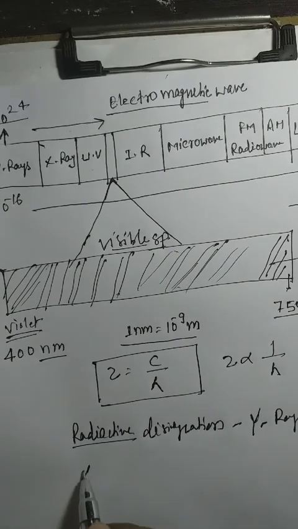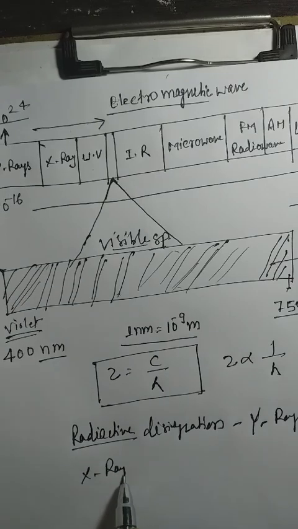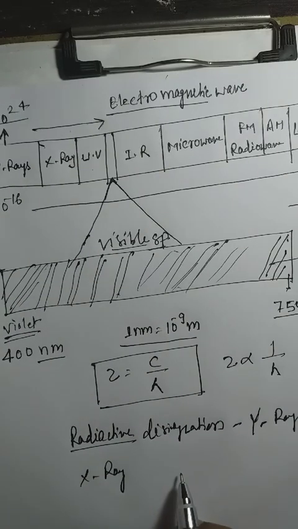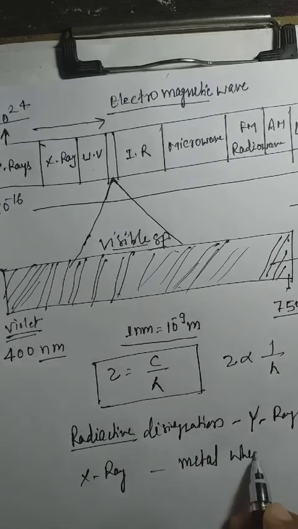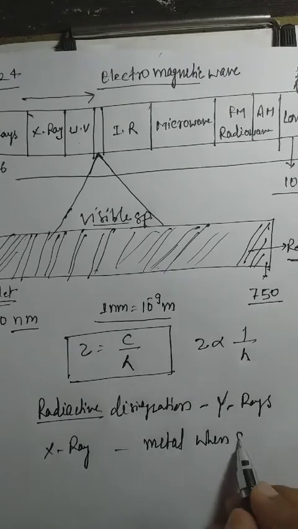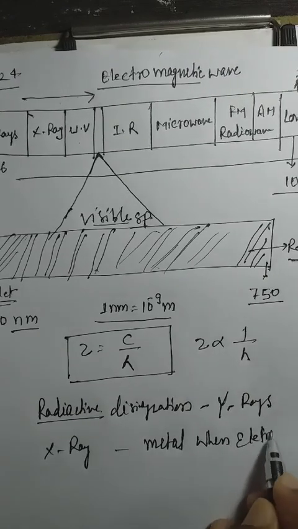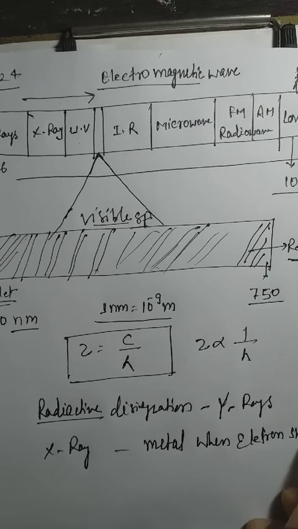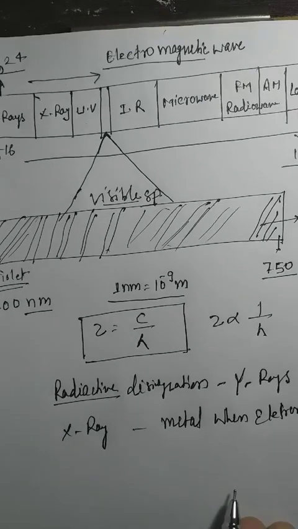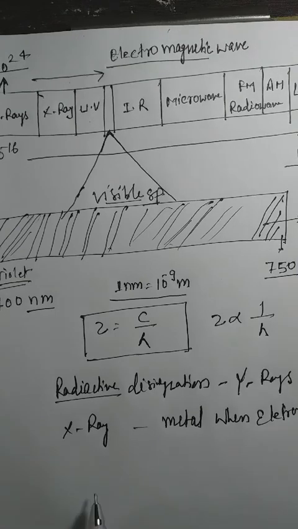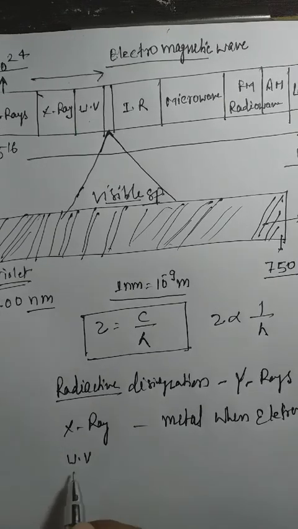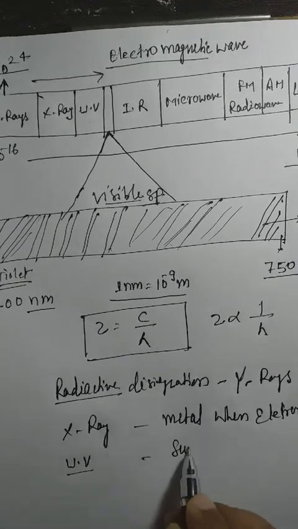If we look at the X-ray, X-ray comes from metal when an electron strikes on its surface. Next is our ultraviolet ray. We are very clear that ultraviolet rays are coming from sun rays.